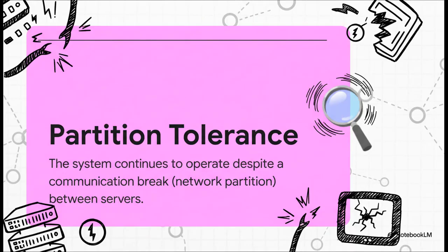And the third guarantee is partition tolerance. This means your system has to keep chugging along, even when communication between its own servers gets messed up. And trust me, in the real world, networks fail. It happens all the time. Cables get unplugged, routers crash. Partition tolerance means your system has to be built to survive that chaos.